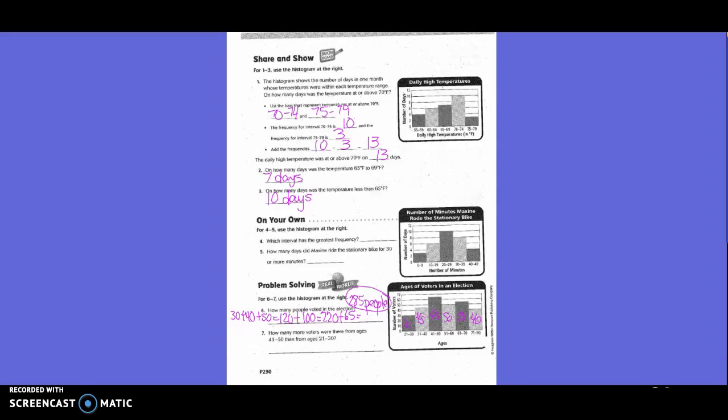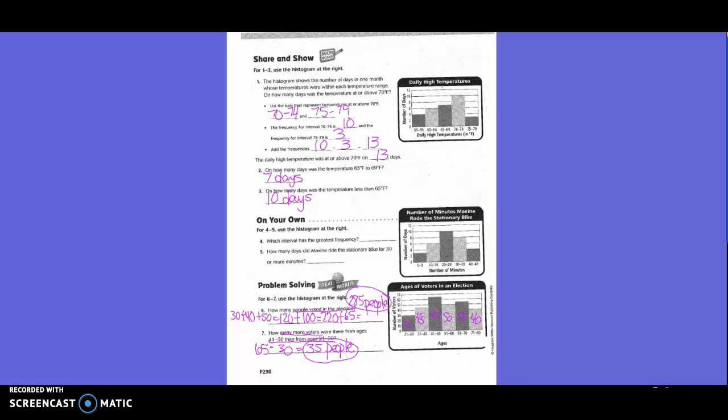Number 7. How many more voters were there from ages 41 to 50 than from ages 21 to 30? So how many were 41 to 50? 65. So we have 65. So you said 65, and how many people voted ages 21 to 30? 30. So 65 minus 30 equals 35 people.